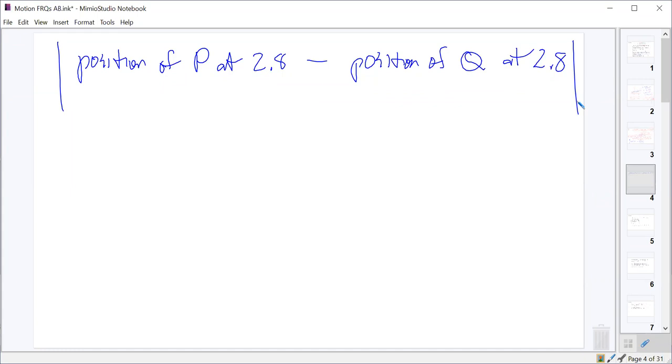This is what we're trying to find. Position of P at 2.8 minus position of Q at 2.8, absolute value of that. Everybody clear that that's what we're looking for? Okay. Yes. Great. So how do we find the position of P at 2.8?